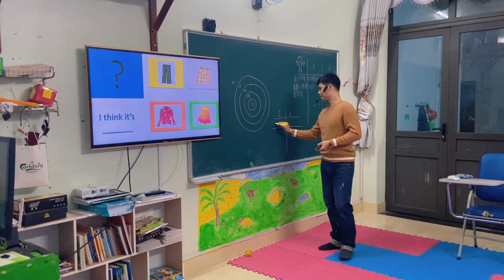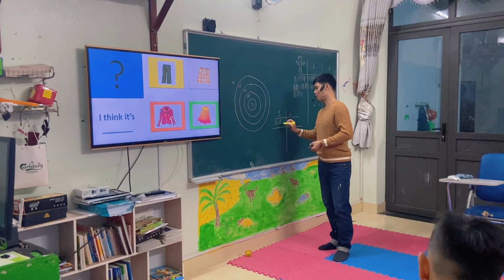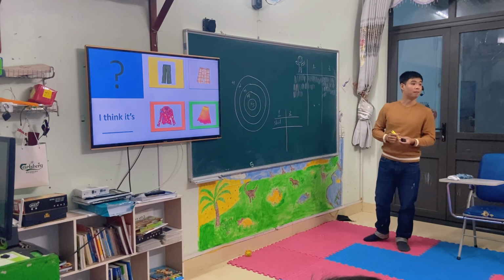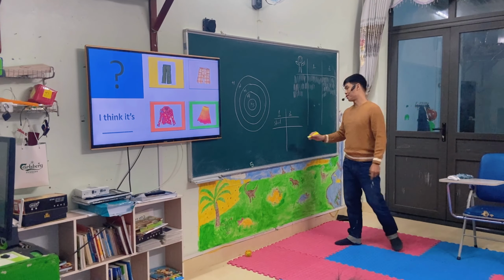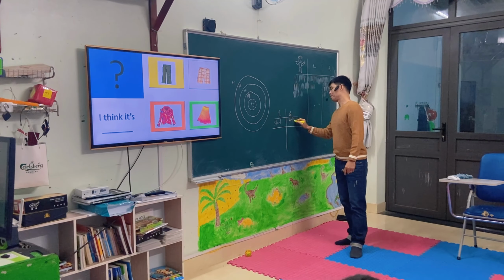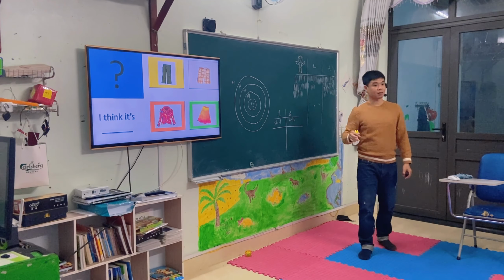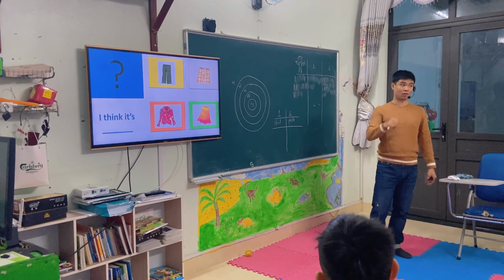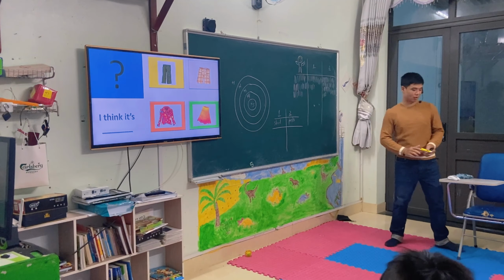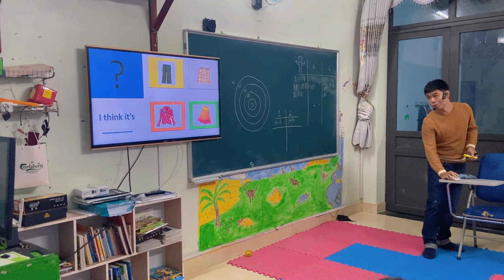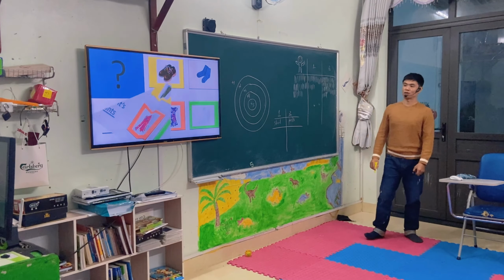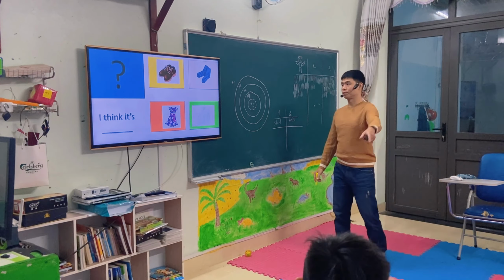Skirt. Yes, you think that's the skirt. You go. Pants. Yes, if you give the correct answer, you get 2 points. But if all of you cannot give the correct answer, I will get 3 points, okay? Let's see. Pants. Yes, that's good. Next one. Now let's come to you.